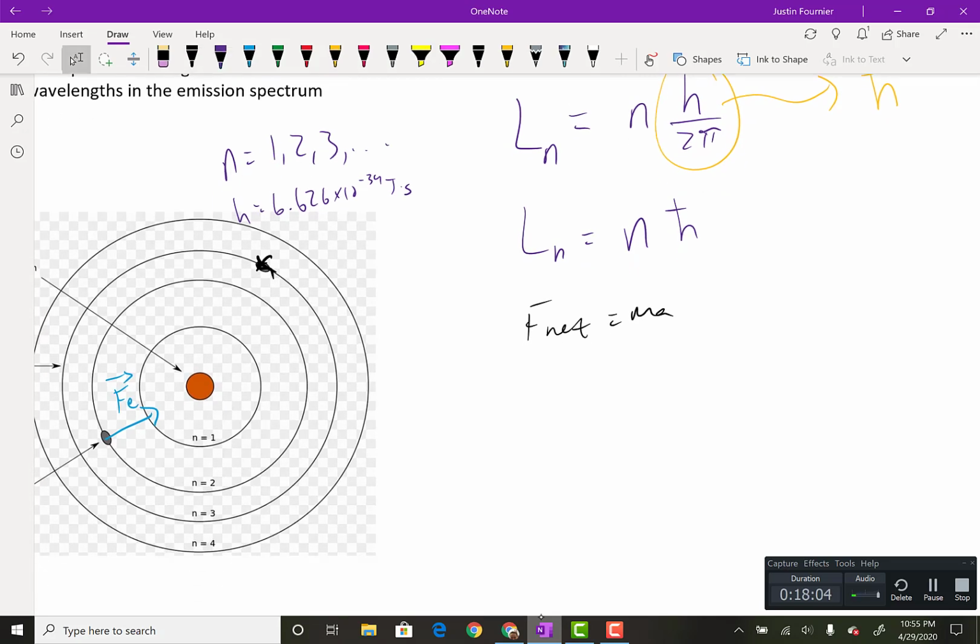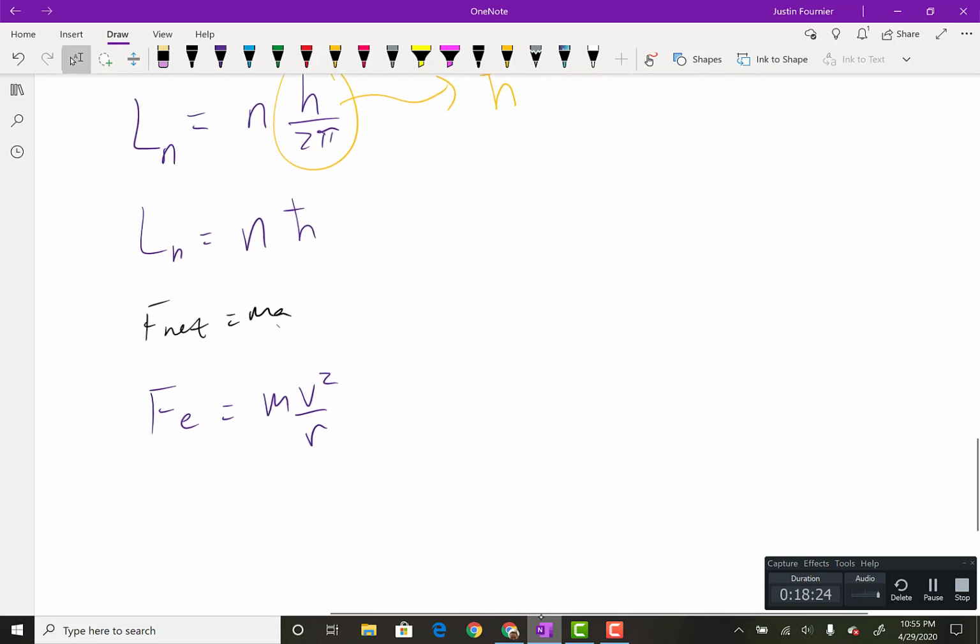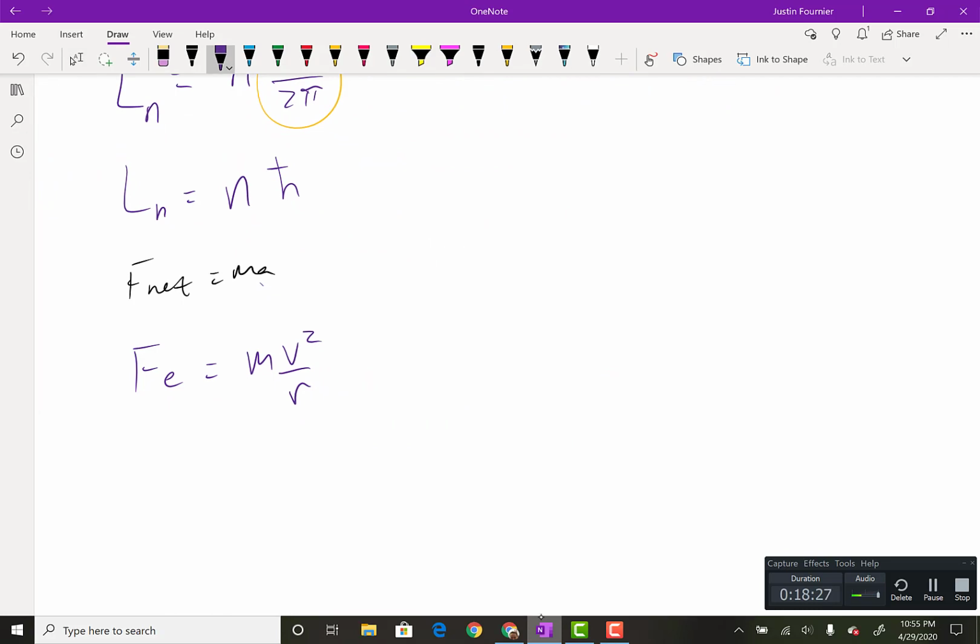The electric force is equal to m times v squared over r, because it's moving in a circle. I'm going to use baby r here. All right, so I got that. I'll give you one more little hint. The Coulomb force that we found out is equal to k_e, the Coulomb constant. I'm going to use k instead of 1 over 4 pi epsilon naught, just to make things a little easier for us.